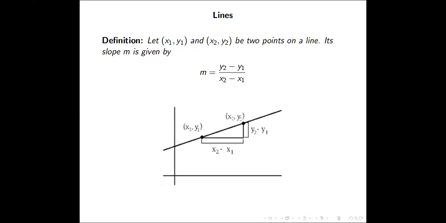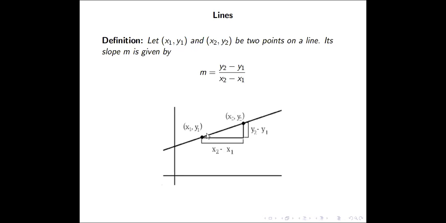Now, if we know the coordinates of 2 points on a line, then we compute the slope by dividing the change in y over the change in x as given here in the definition. So suppose the coordinates are x sub 1, y sub 1, x sub 2, y sub 2, then the slope is y sub 2 minus y sub 1 over x sub 2 minus x sub 1. So it's the change in y over the change in x as seen in the figure here.